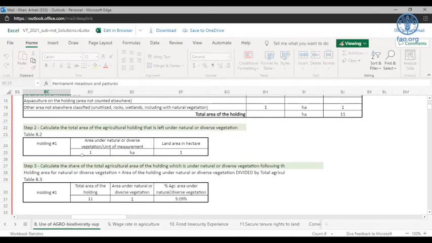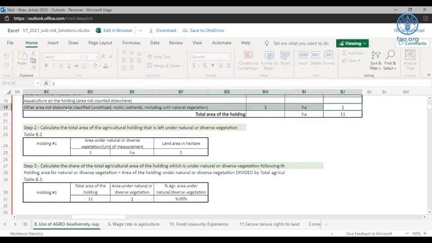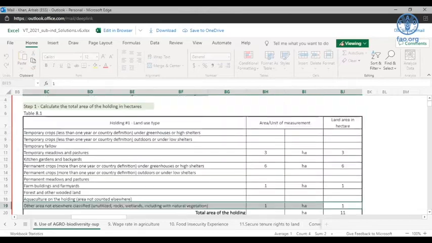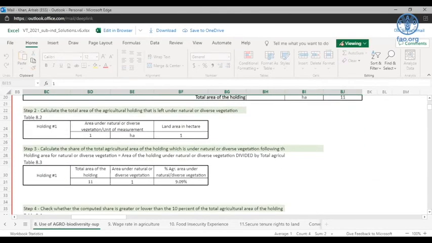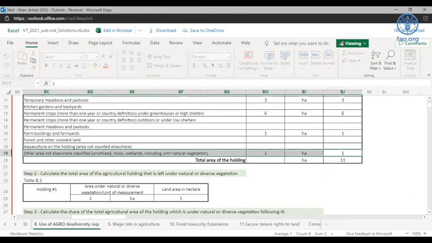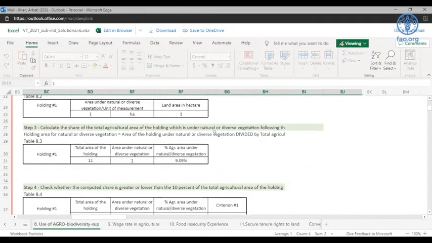And from this question, we identify, in fact, how much area was allocated to natural and diverse vegetation, which is this row. Okay, this row. And from the same table above, we know that the total area of the holding is 11. So we estimate then the percentage of area allocated to natural and diverse vegetation.